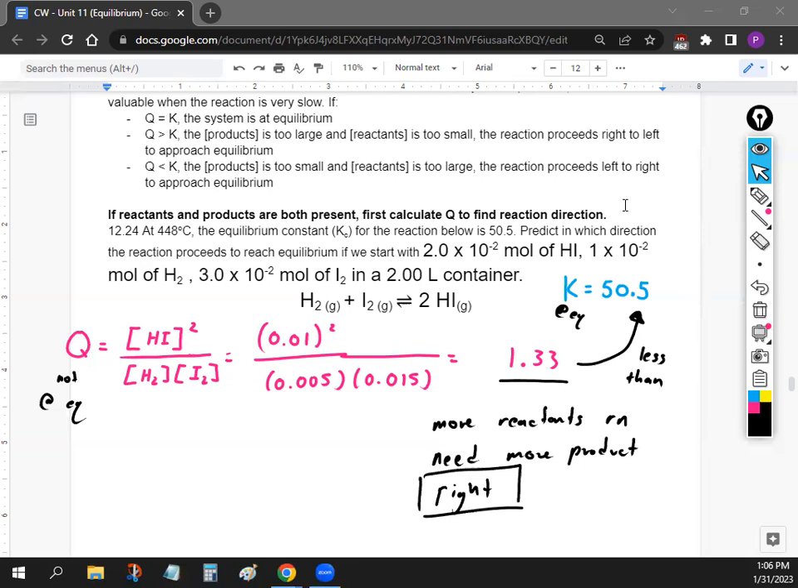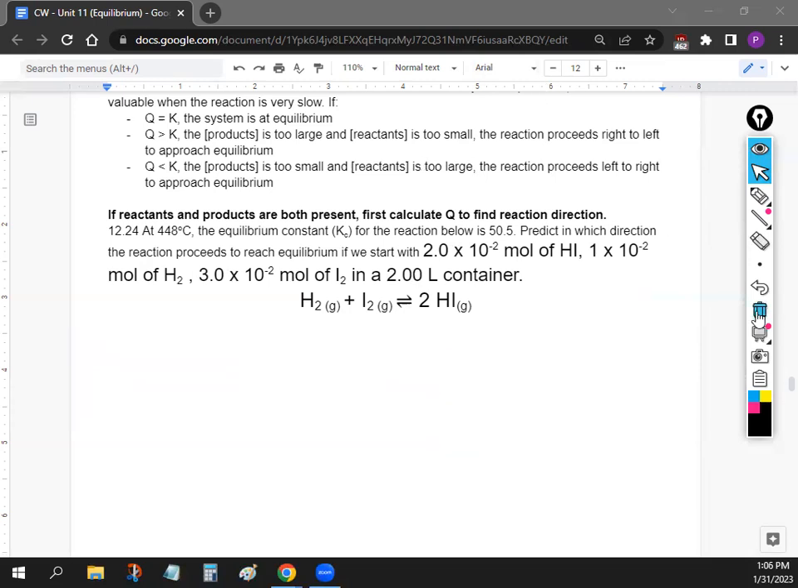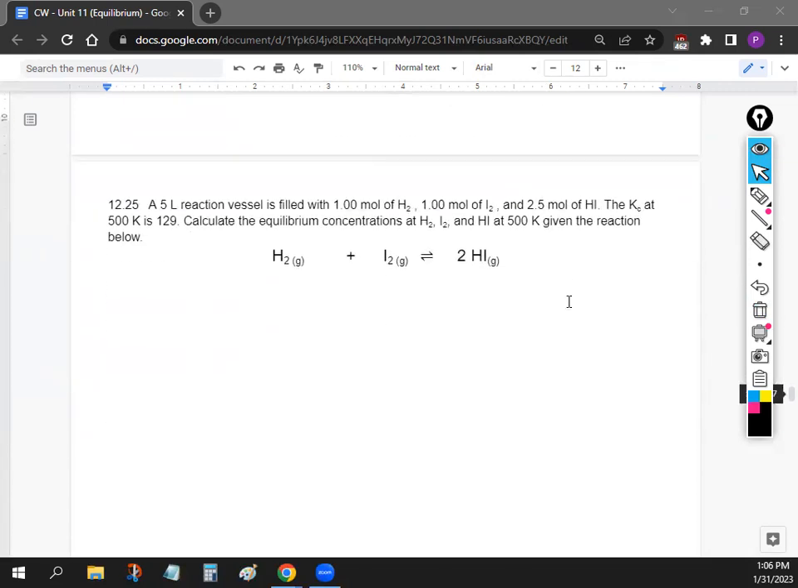All right. Make sense? Not too bad? Okay. So for the next problem, we're going to combine it with an ice table. I know, so much fun. Love math. Okay, so I'll show you guys how we can use this with an ice table.